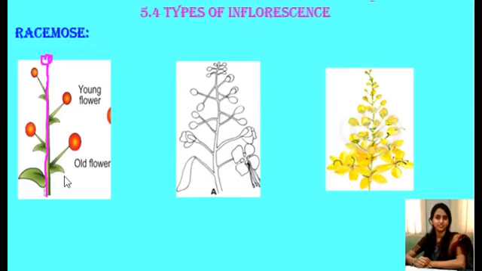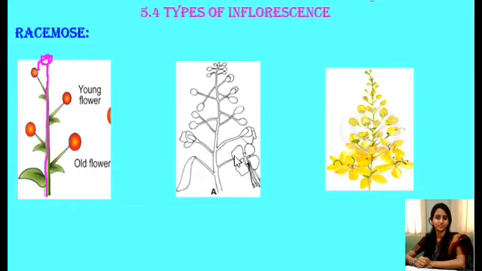What is this acropetal succession? That is, older flower towards the base of the inflorescence axis and younger flower towards the apex of the inflorescence axis. Then how can you define the racemose inflorescence? It is a type of inflorescence where the main axis continues to grow due to the presence of an apical bud or terminal bud, and the flowers are born laterally in acropetal succession. Hence, the racemose type of inflorescence is known as the indefinite type of inflorescence.